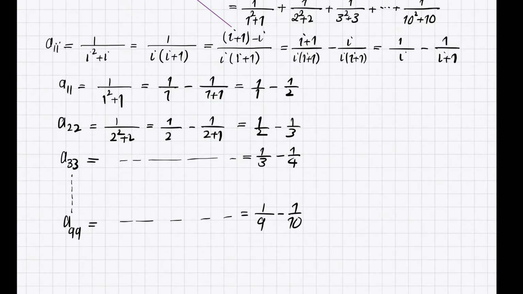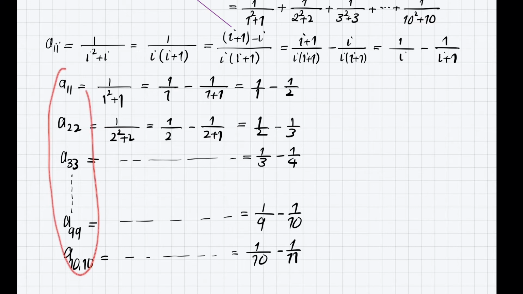Because A99 means that i is equal to 9. So if I put 9 here, it becomes 1 over 9. If I put 9 here, it becomes 1 over 10. And finally, the last term, which is A10,10, for the same reason, it becomes 1 over 10 minus 1 over 11. But my goal is to add all these numbers, which are equal to these numbers.